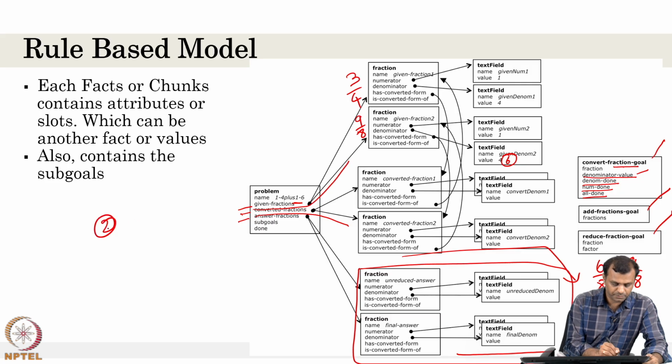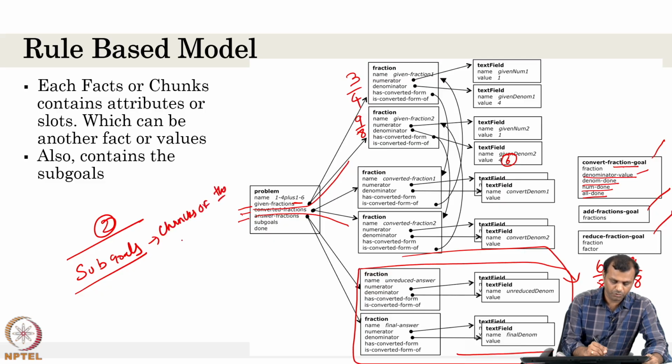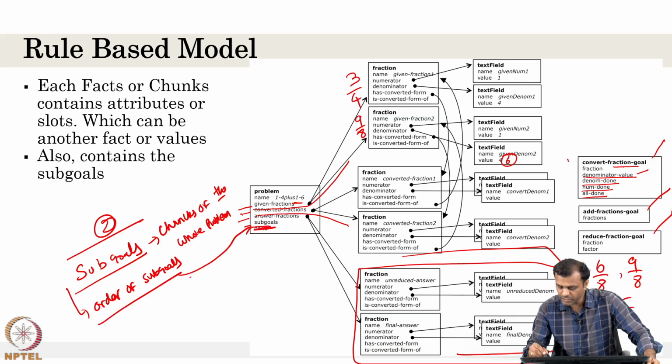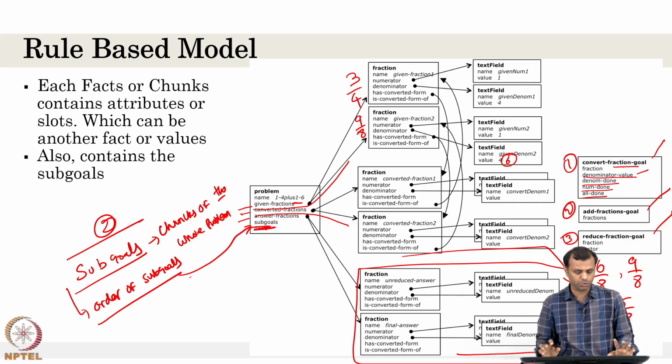One is the sub goals, that is, the chunks of the whole problem. The other is the order of the sub goals. The order is mentioned here. First do the conversion, then add the fractions, third reduce the fraction. These 2 orders are strictly maintained, that's all.